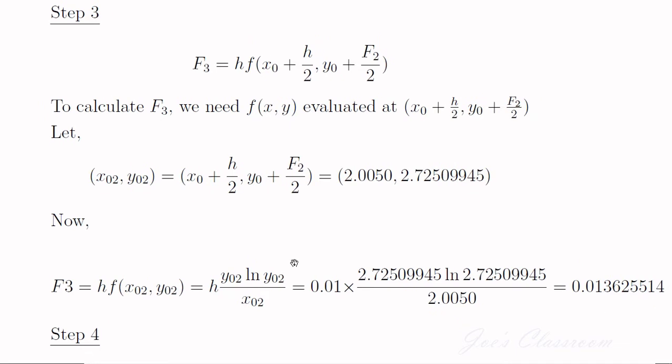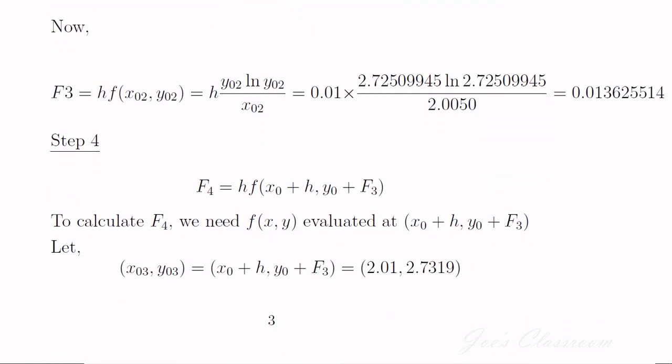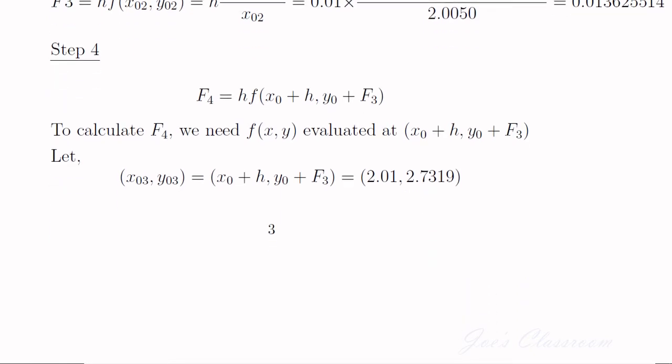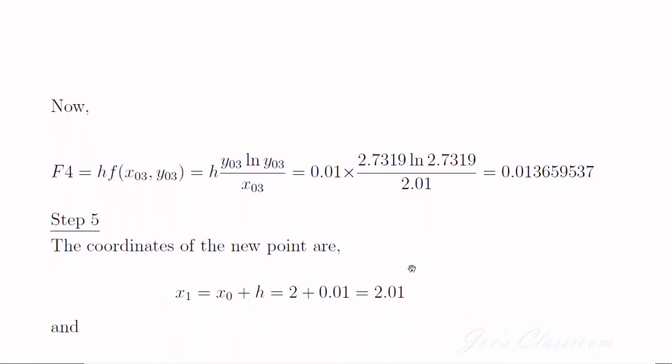So we got f1, f2, f3, and the fourth step is to find out f4. f4 has to be calculated at these coordinates, x0 plus h and y0 plus f3. So let me call it x03 as x0 plus h and y03 as y0 plus f3. Since those values are available to us, you can calculate and this is what you will get. And when you get these coordinates, we can calculate f4 also.